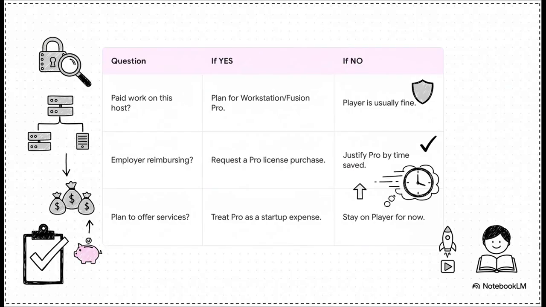Look, this checklist just lays it all out, nice and simple. If you're doing paid work or if your employer will reimburse you, then getting Pro is the professional, compliant way to go. And if you're self-studying, you can justify the cost just by thinking about how many hours of sheer frustration it's going to save you.